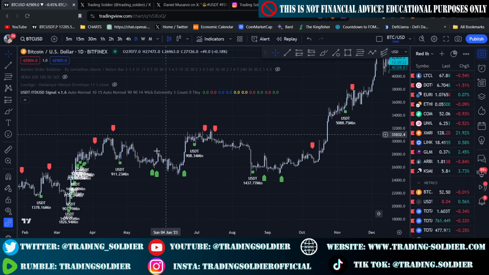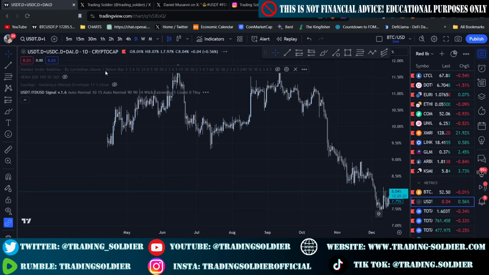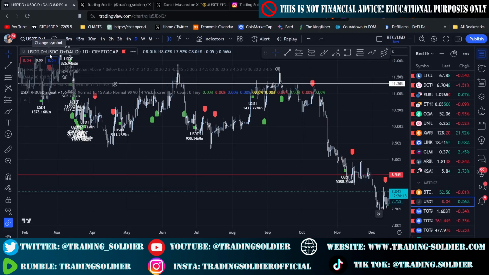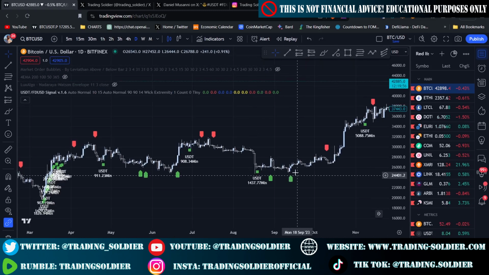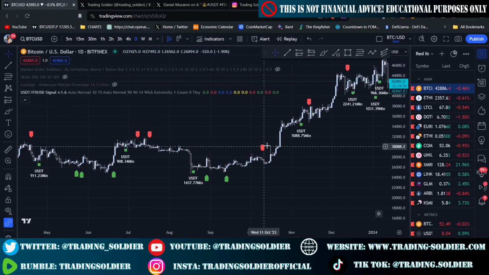And when the indicator spots a trend change in the USDT dominance plus USDC dominance plus DAI dominance, let's say all the stablecoin dominance, for example, when it plots a green tag, we are getting a long signal, and when it plots a red tag, we are getting a short signal.